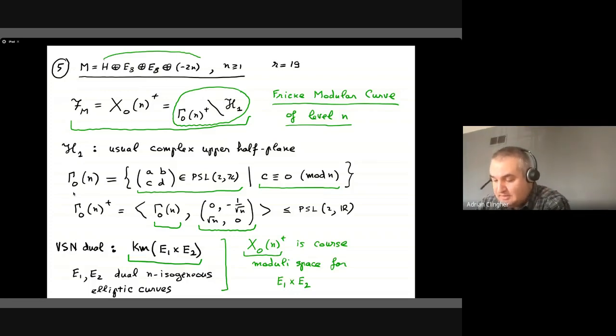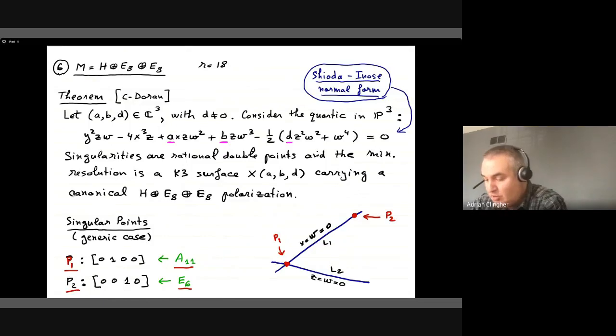All right, so this is an example of rank 19 lattice polarization, where the moduli space is an interesting one-dimensional modular curve. Let me go to a second example of polarization of rank 18 now. So I'm going to be looking at the lattice capital M, hyperbolic plus E8 plus E8.